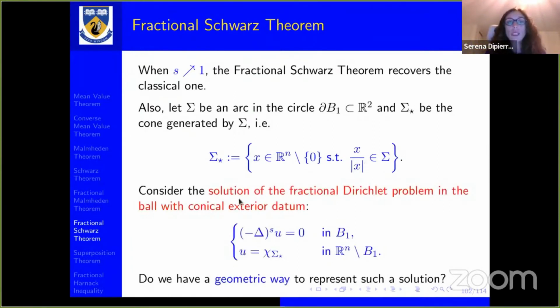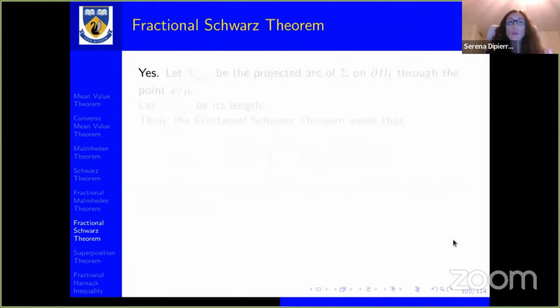And then I can consider now the solution of the fractional Dirichlet problem in a ball with conical exterior datum. So here I don't have just the arc, I don't have just the characteristic function of the arc, I have the characteristic function of the cone. And again, the question is, do we have a geometric way to represent such a solution? And the answer is yes, because we can use also in this setting the Schwarz theorem, the fractional Schwarz theorem.